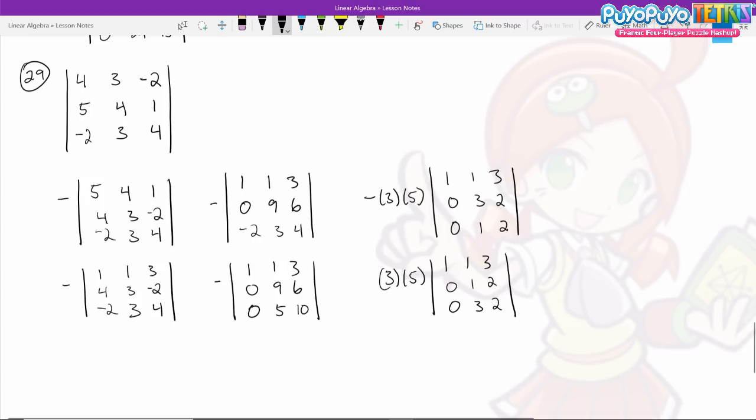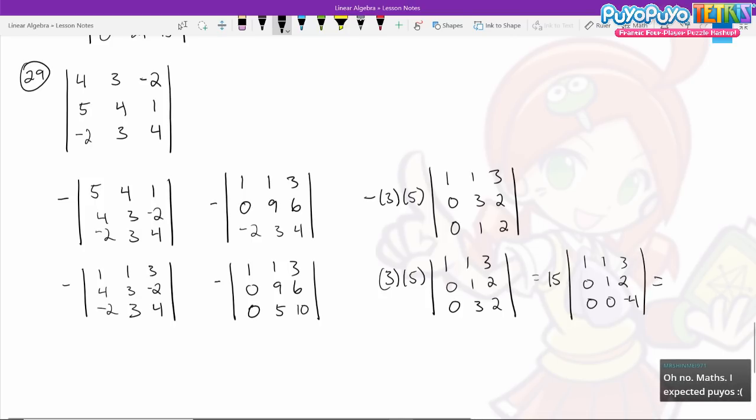So then the third row, 3 times the second row, subtract that from the third row. So wait, well, 15 times... 3 minus 3 is 0, 2 minus 6 is negative 4. So 15.